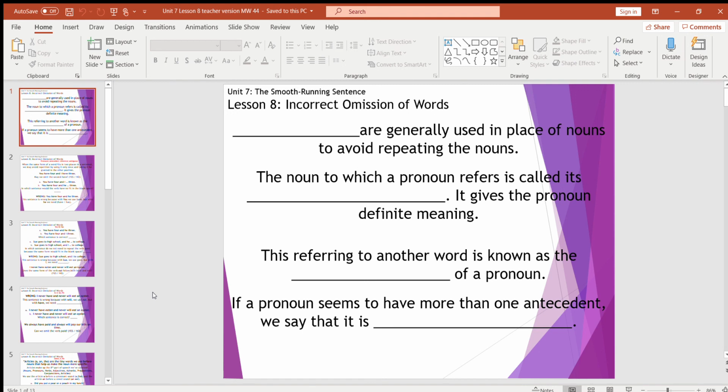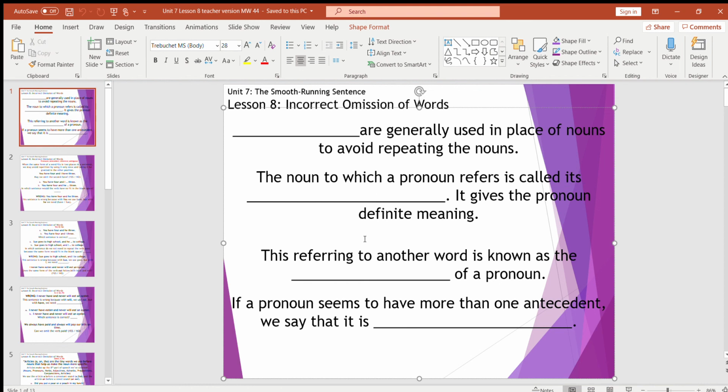Alright. So, what part of speech is generally used in place of nouns to avoid repeating the nouns over and over again? Those would be our favorite pronouns. Pronouns take the place of nouns. And the noun to which a pronoun refers is called its what, and it gives the pronoun its definite meaning. This is a word that starts with an A. It is your, hey look, it's down here, antecedent. The antecedent gives it its definite meaning.